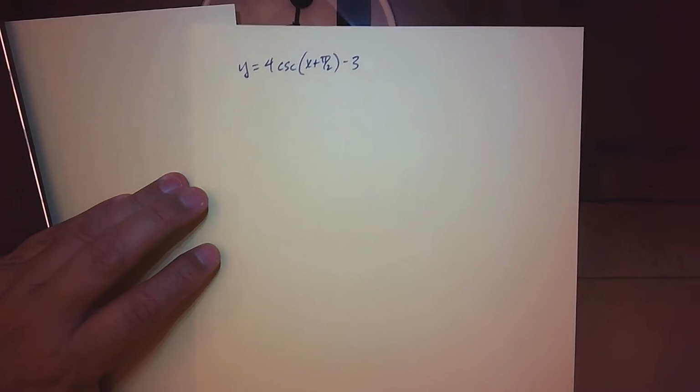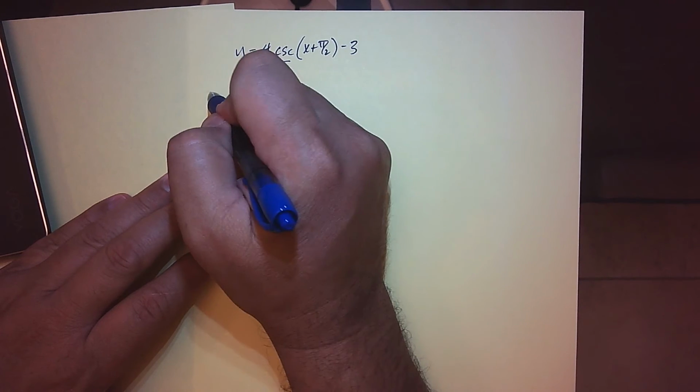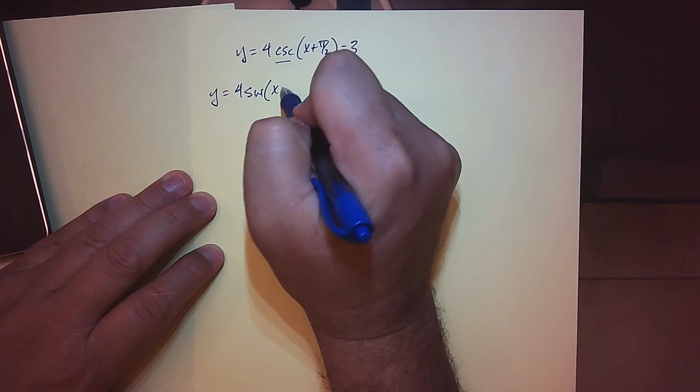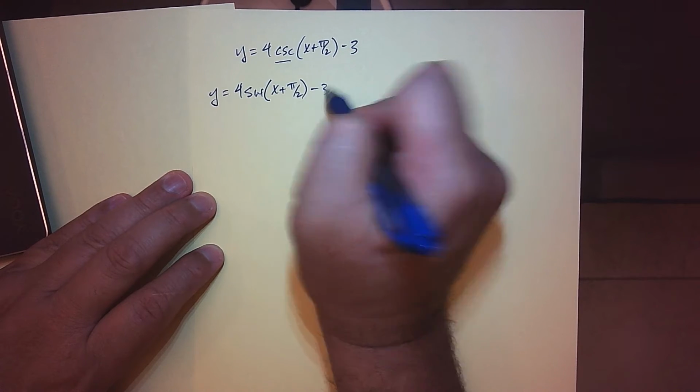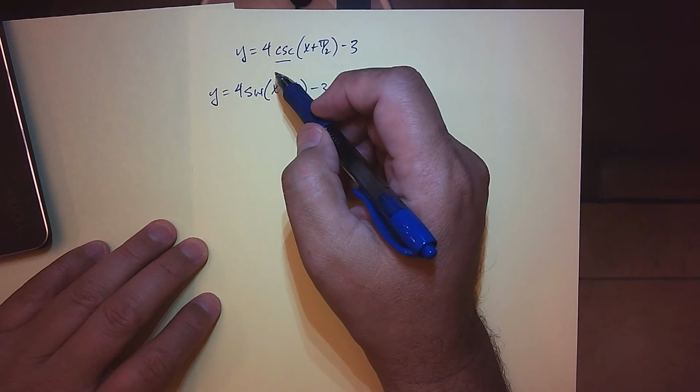Here's that cosecant graph. Again, the idea is rather than graphing cosecant, we're going to consider 4 times the sine of x plus pi over 2 minus 3. So we'll manipulate that, and then once I have that sine graph, we'll basically just rip it apart to get the cosecant graph.